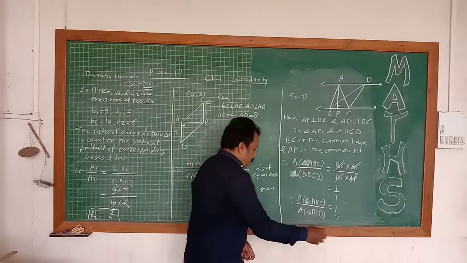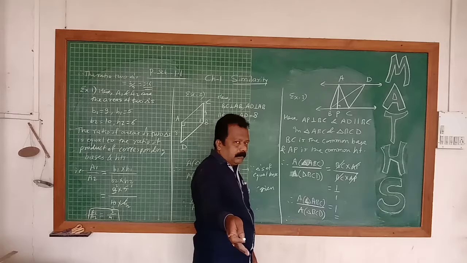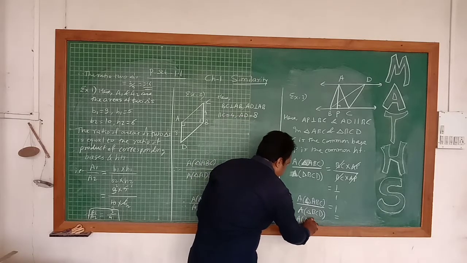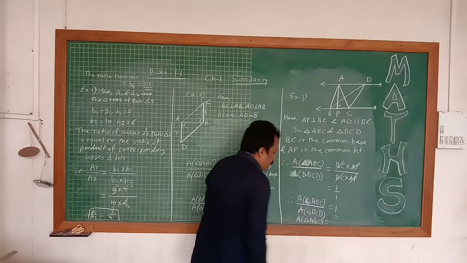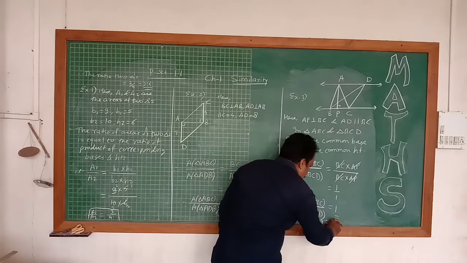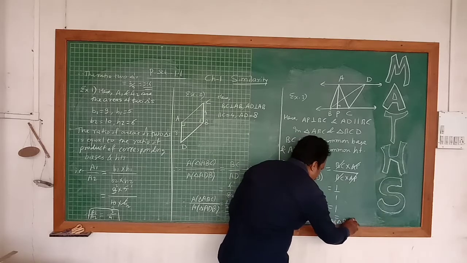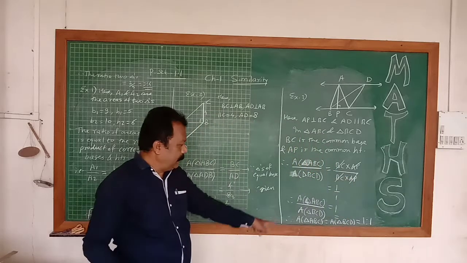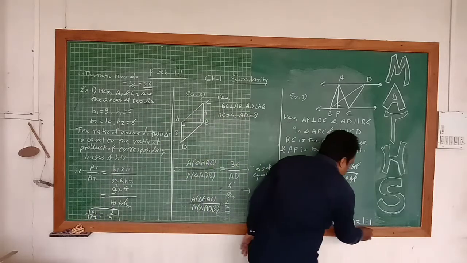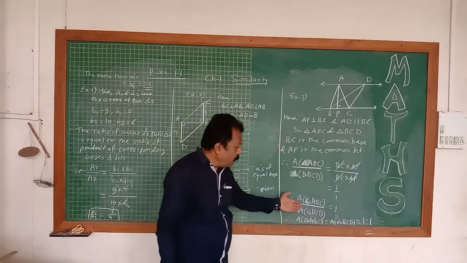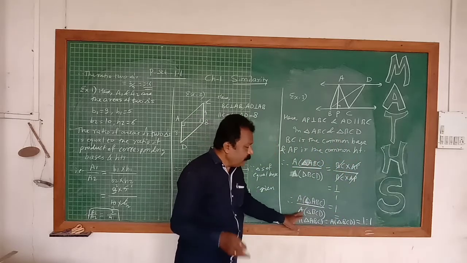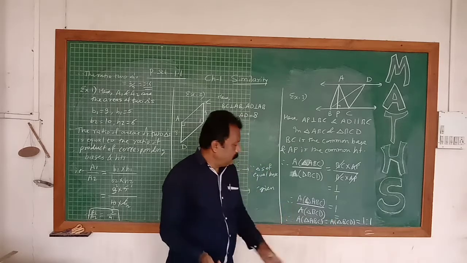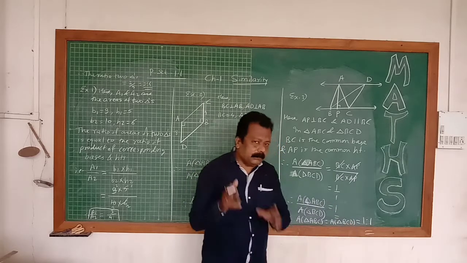And the final answer, according to the question, is asked like this. Therefore, area of triangle ABC, these two dots means ratio, area of triangle BCD is equal to 1:1. They want the answer like this. So what is the question? According to that, the answer. They ask: area of triangle ABC is to area of triangle BCD is what? Then 1:1. The ratio of those two triangles is 1:1.